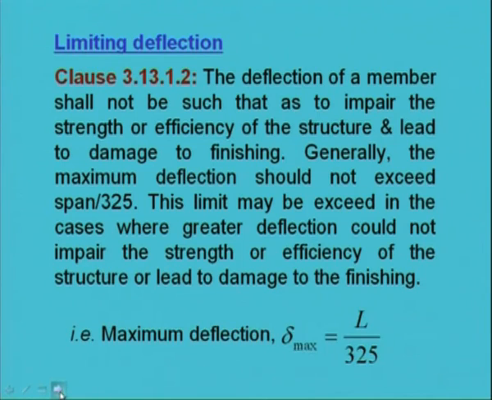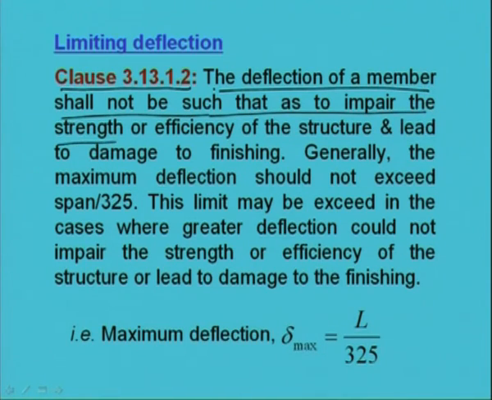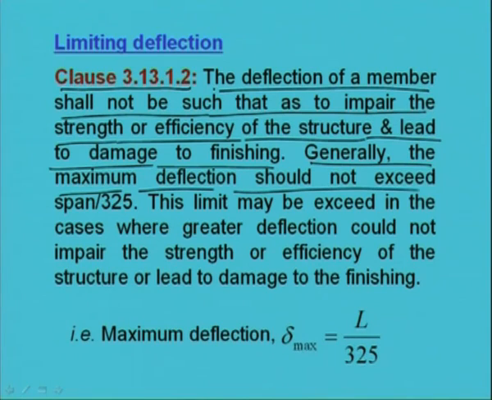Now, let us see what the codal provisions are for limiting the deflection. In clause 3.1.2 it is told that the deflection of a member shall not be such as to impair the strength or efficiency of the structure and lead to damage to finishing, right. Generally, the maximum deflection should not exceed span by 325. This is important, span by 325.